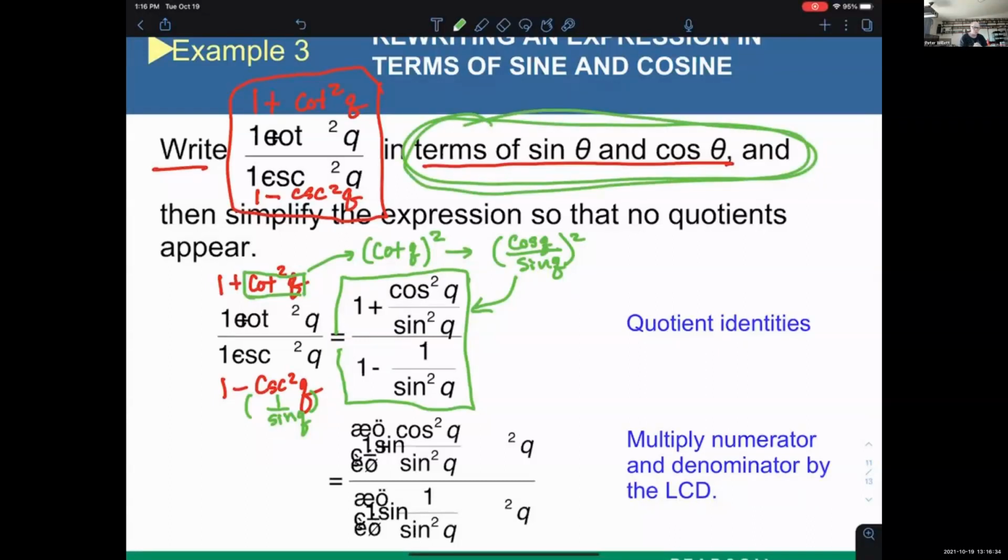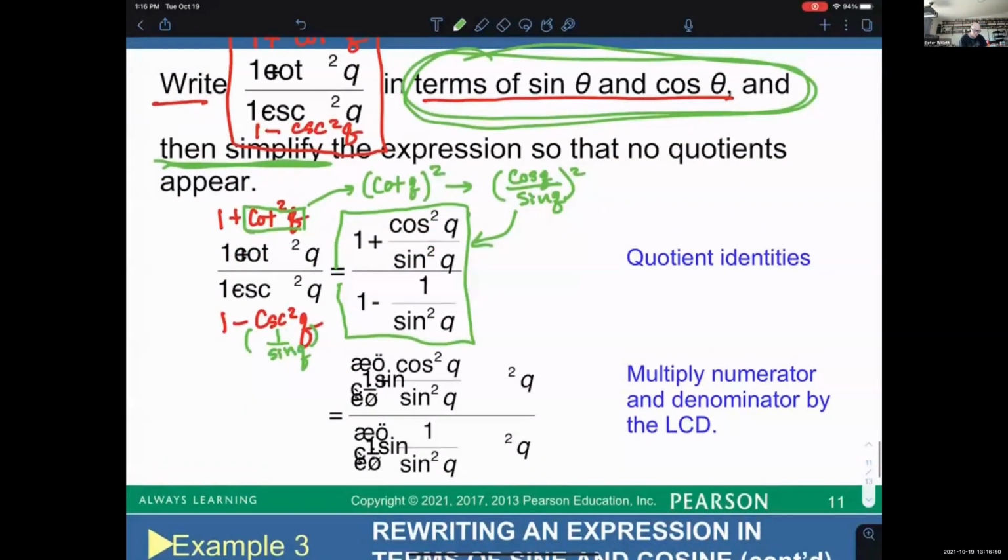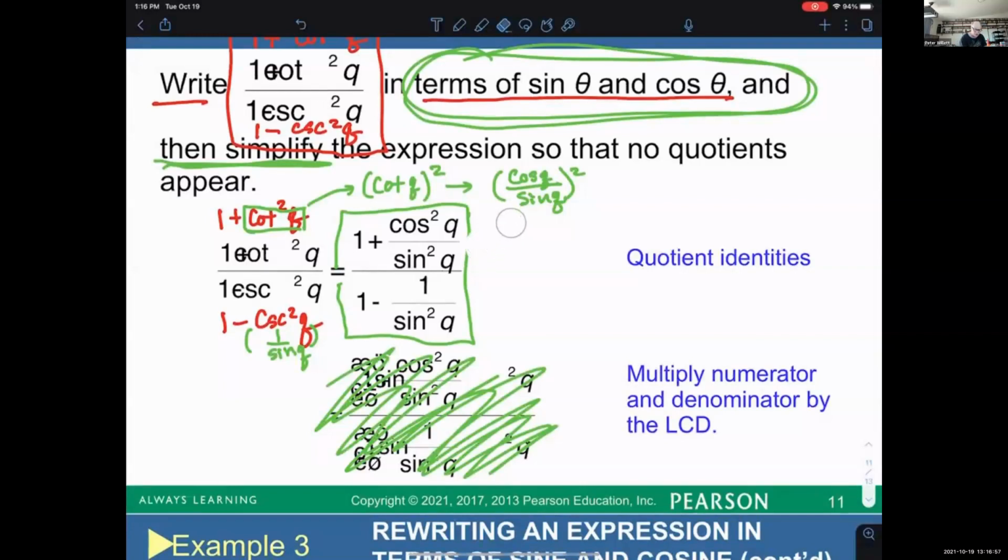So we now have written it in terms of sine and cosine, but we then have to simplify the expression so that no quotients appear. So we have to get rid of these fractions in here. And this is really kind of illegible here, so let's not pay attention to that. It's just the slides are so bad here. So how would I take this expression and get rid of the quotients? We have specifically these little fractions inside of the big fraction.